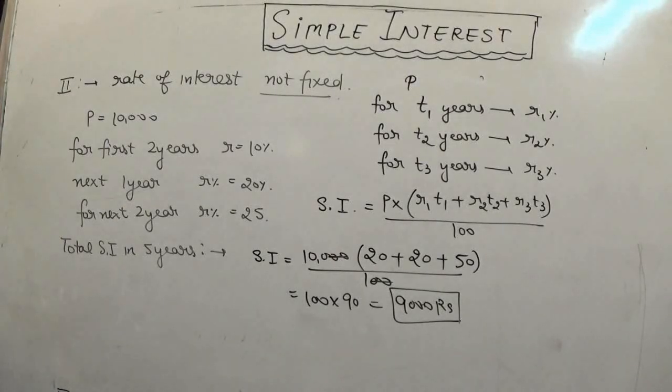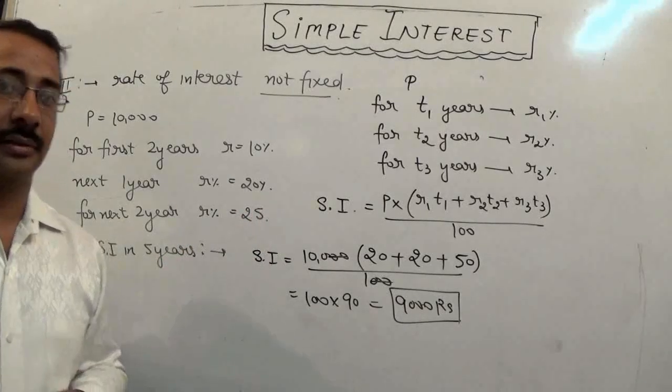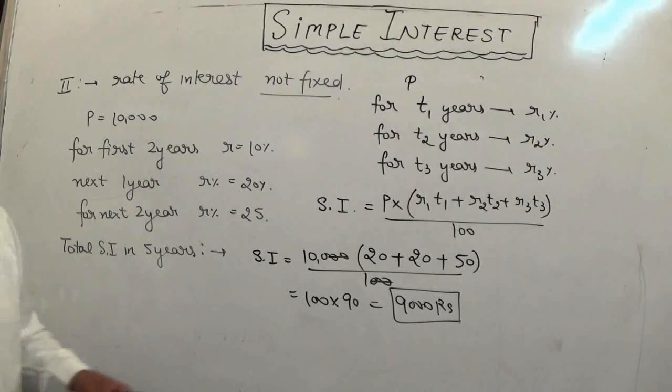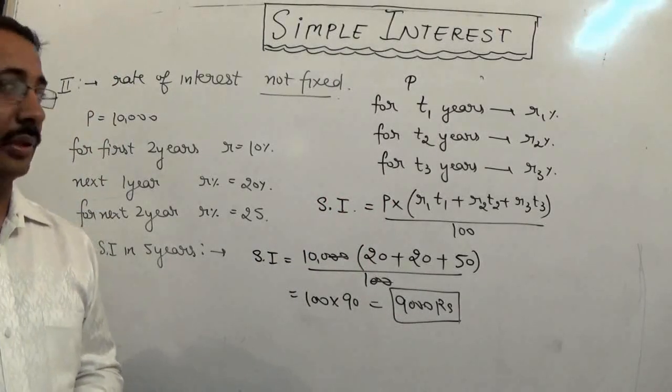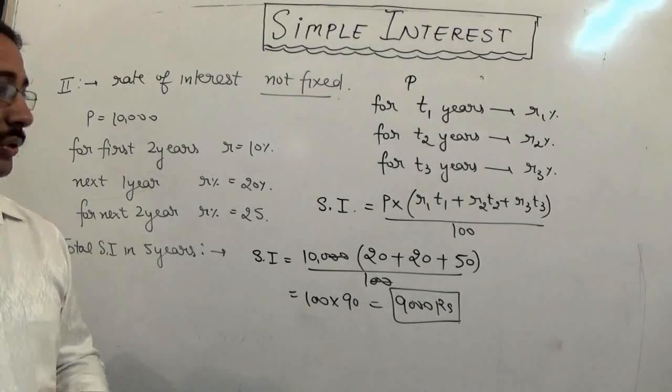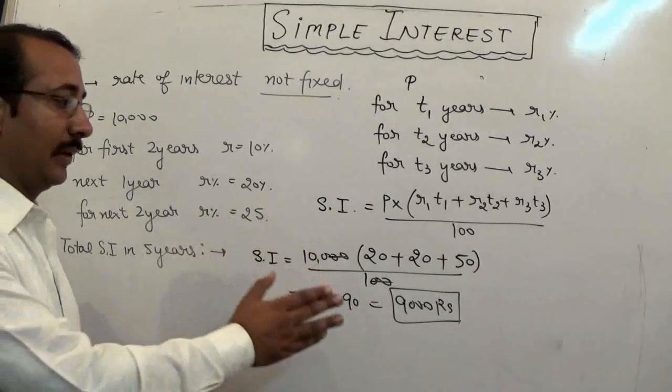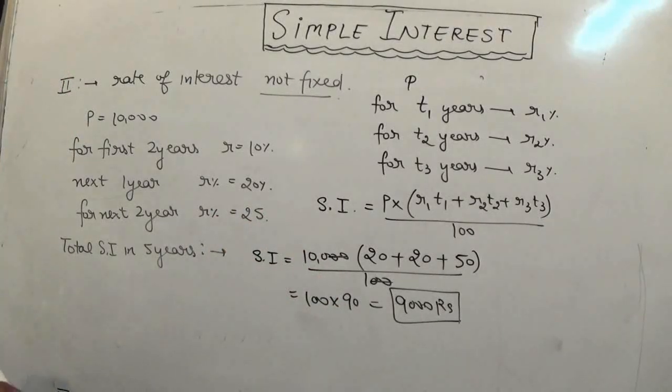I hope the concept is clear. When the rate of interest is different for different years, in these types of questions, if I have to find the simple interest, it is equal to principal into (R1 into T1 plus R2 into T2 plus R3 into T3) upon 100. Just simplify this and you find your answer is equal to rupees 9,000.